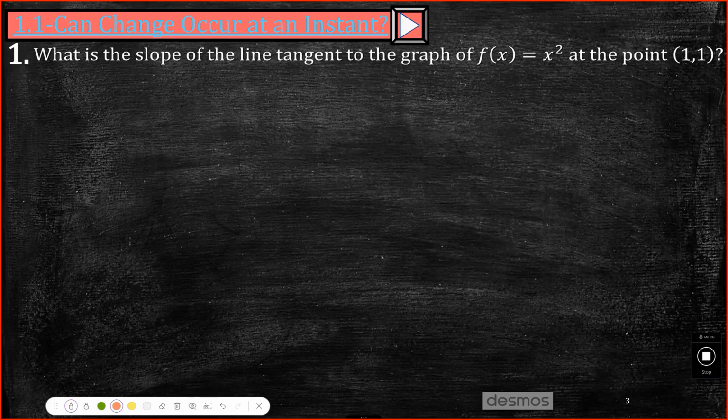Okay, lesson 1.1, and it says, can change occur at an instant. In reality, I would rather this be titled Introduction to Calculus. And it's just a classic example of how to introduce calculus, with the function that I would reference back to the warm-up that we just did. And so what is the slope of the line tangent to the graph of f of x equals x squared at the point 1, 1?